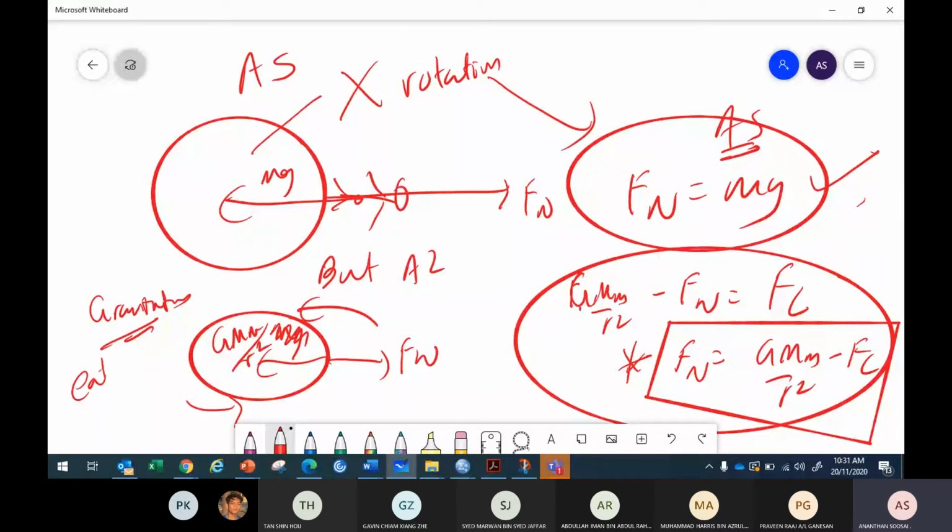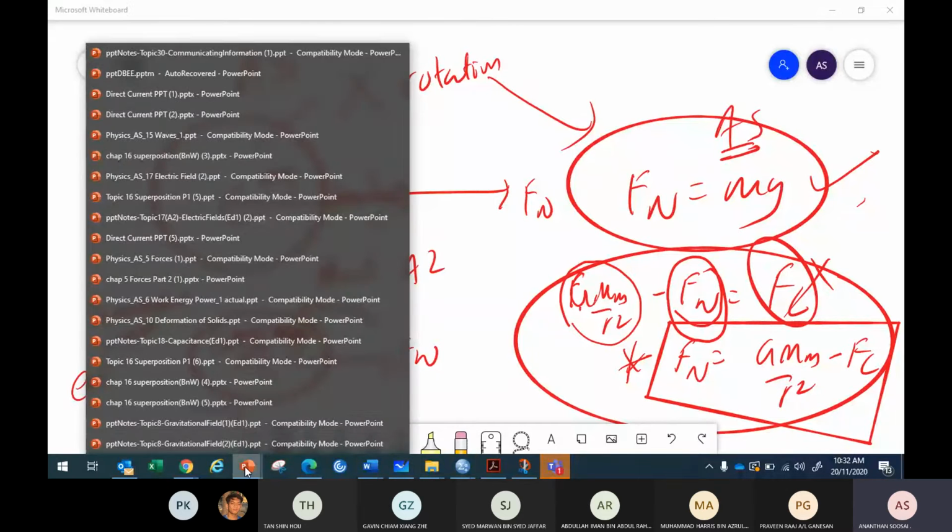So any part you don't understand? Anyone? So you can understand, I hope. The reading you get from the weighing scale is Fn. The maximum Fn can go is GMm over r squared. When Earth stops rotating, when Fc becomes 0, then your Fn is going to be maximum. That's it. Any questions? Anyone? No questions. You understand? Okay.